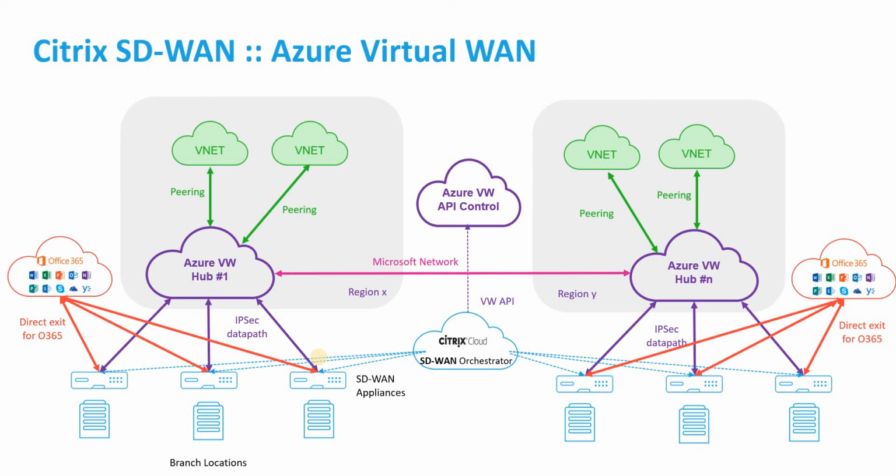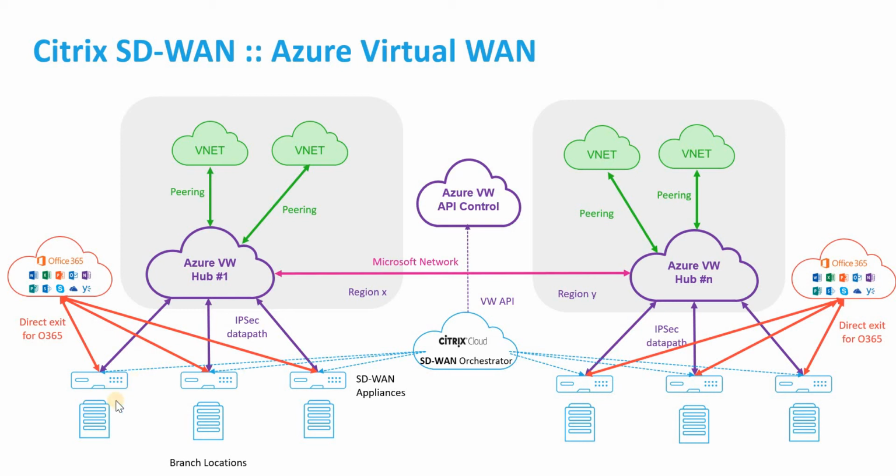An SD-WAN appliance that is connecting to one of the hubs will be able to access the resources that are hosted on the VNets that are connected to the hub, or the applications or workloads that are hosted on VNets that are connected to some other hub can also be accessed by the Citrix SD-WAN branch appliance.